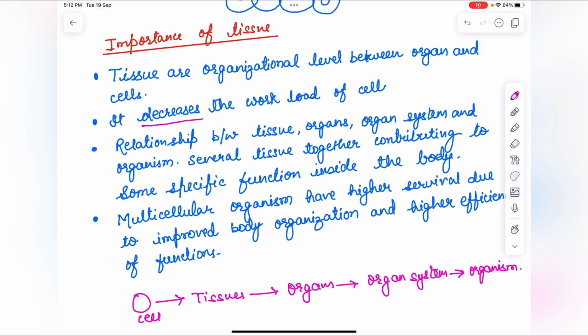As all the tissues have to perform different activities, there is a relationship between tissue, organs, organ system and organism, with several tissues together contributing to specific functions inside the body. Multicellular organisms have higher survival due to improved body organization and higher efficiency of functions.